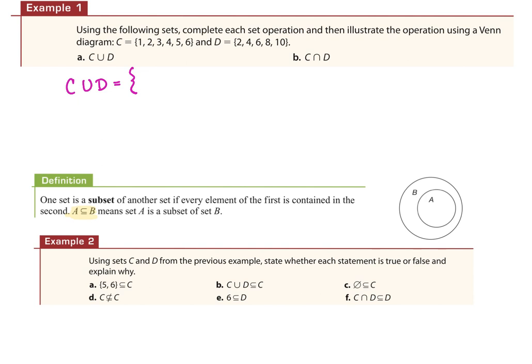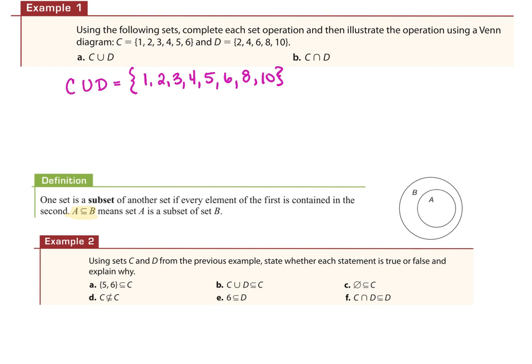And then I'm going to list all those numbers numerically that are in C and D. So 1, 2, 3, 4, 5, 6, 8, and 10. All right? I'm going to list all of those, putting commas in between. And that is my union. That would be my answer. C union D would be all the numbers 1, 2, 3, 4, 5, 6, 8, and 10. All right?